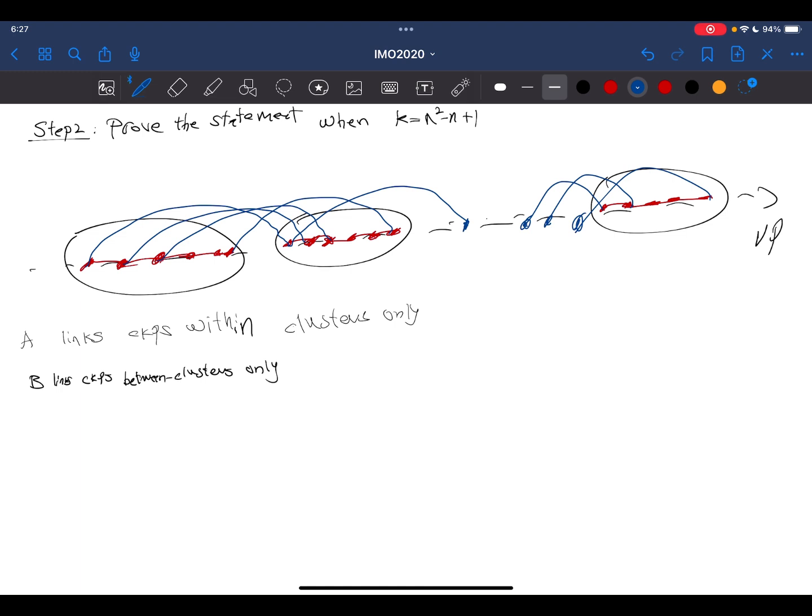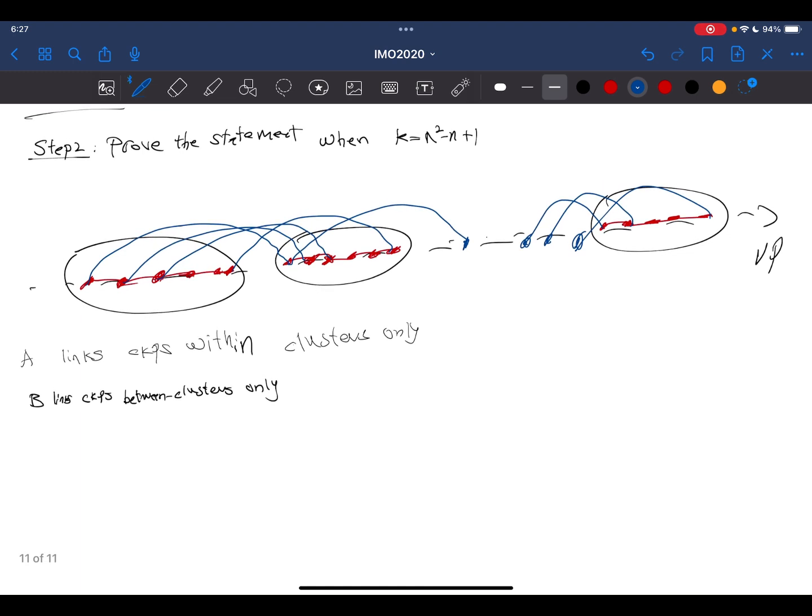And this way, no two checkpoints are linked using both A and B. Because for any two checkpoints, if they are inside the cluster, then they are linked only using A. And if they are in two different clusters, then they are linked using only B cable cars.